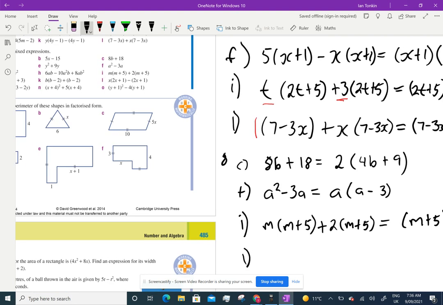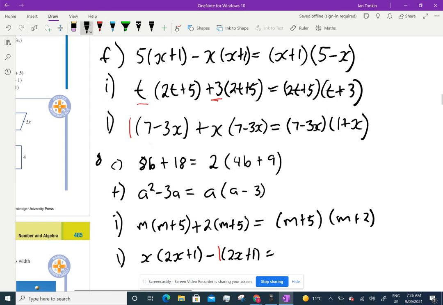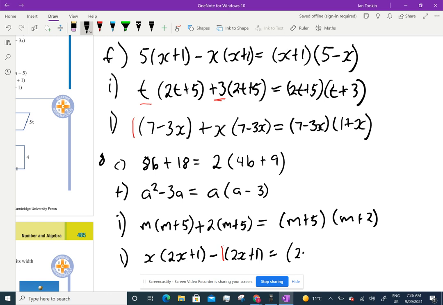L. x, 2x plus 1 minus 2x plus 1. And again, don't forget the hidden 1 in there. So remember when you divide away. So I'll take the 2x plus 1 out the front, and then I'm left with an x minus a 1. Don't forget the minus 1.